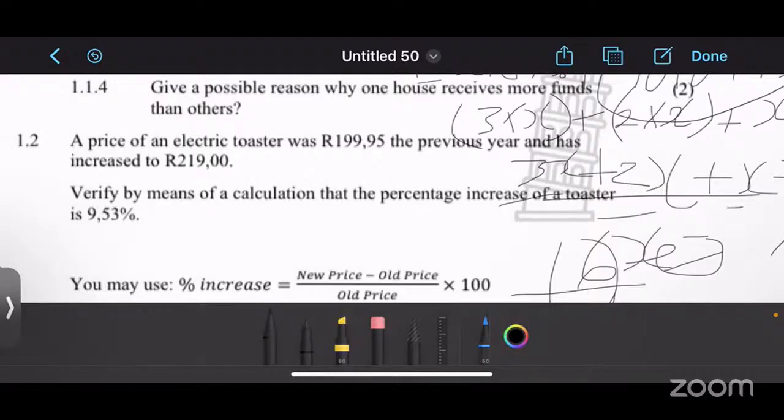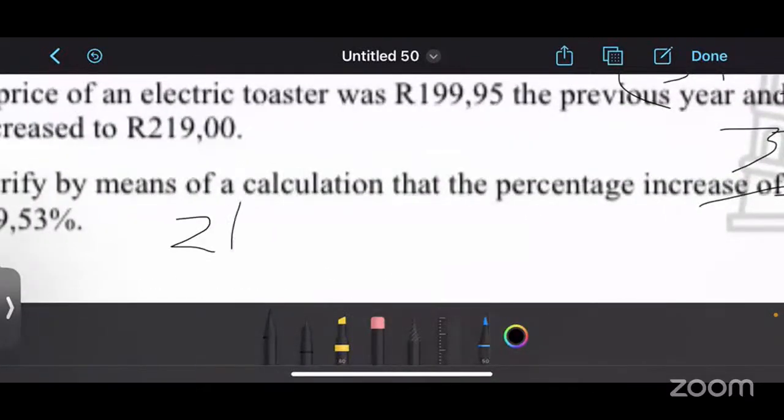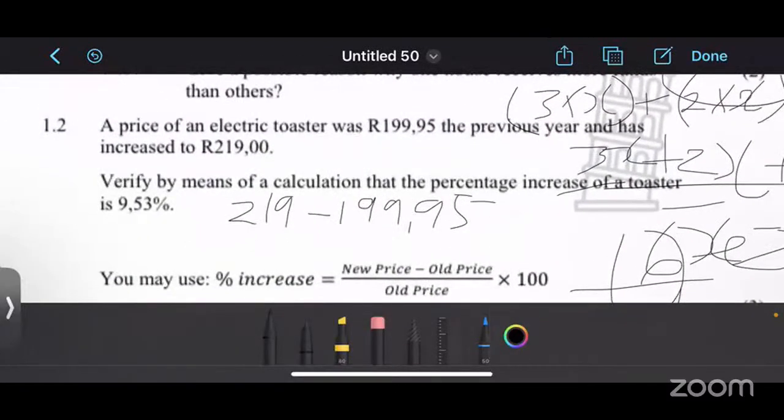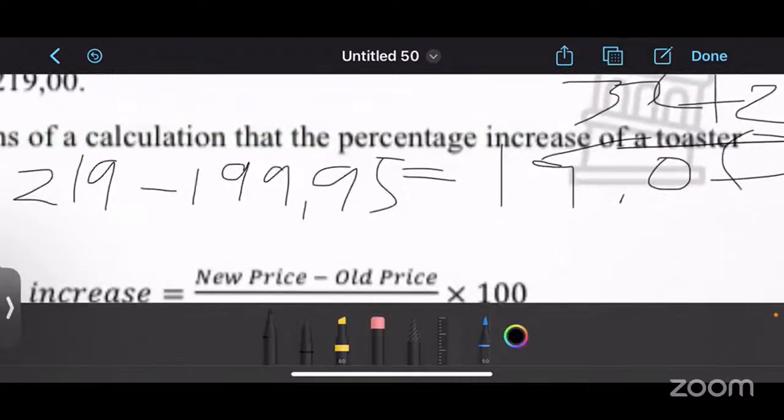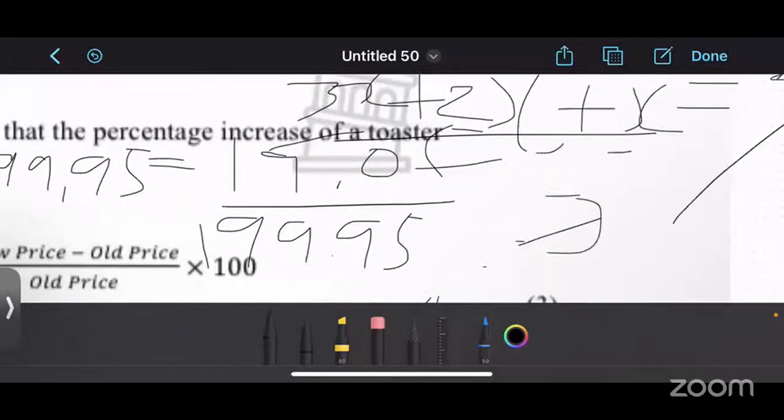Okay, ma'am. So I took the 219, which was on the formula, it says new price minus old price. So I took the 219 and I minused it by the 199.95, which is the old price, and I got 19.05. And I took that 19.05 and I divided it by the old price, which is 199.95, which equals 0.0953. So the percentage increase is 9.53.